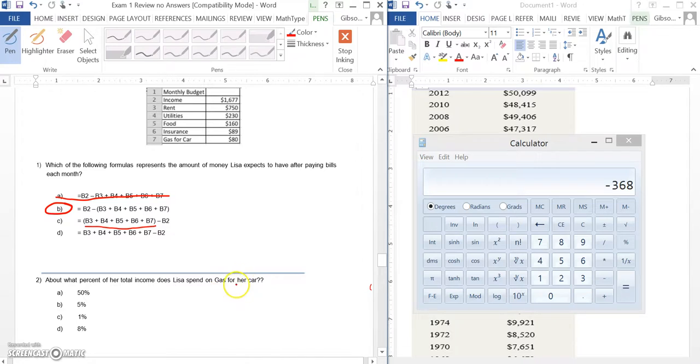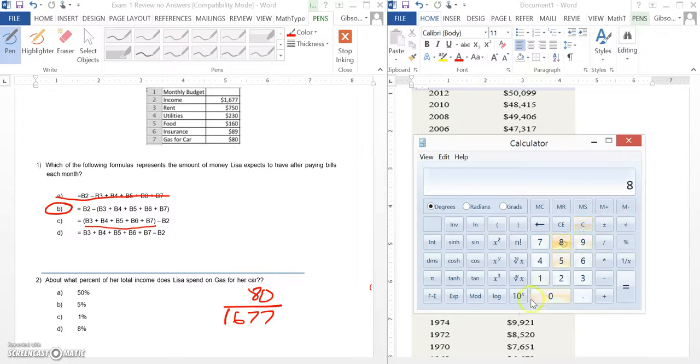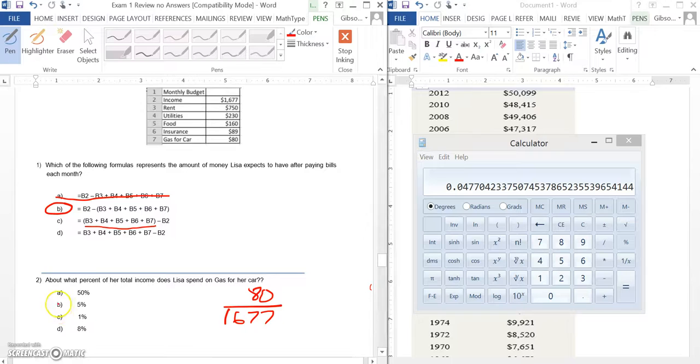So her income is 1,677. That would be our denominator. And the gas for her car is $80. So we will put that in the calculator. We have 80 divided by 1,677. And that will give us this long number here. So this looks like about 4.8% when we round it. So what we would do here is we would look at the percent that's closest to it, which would be B, which would be 5%.